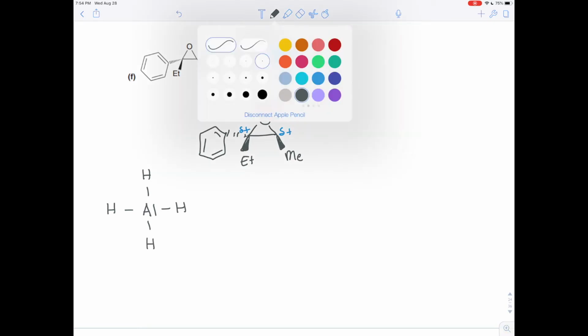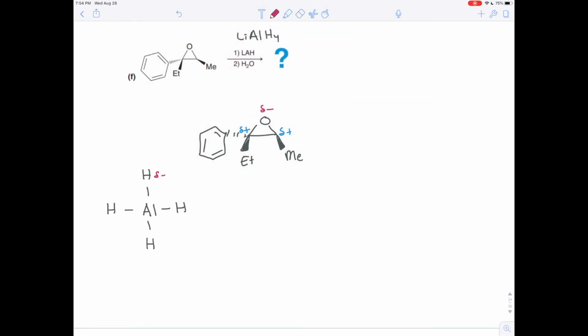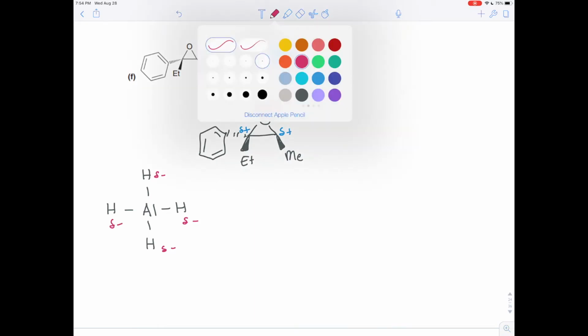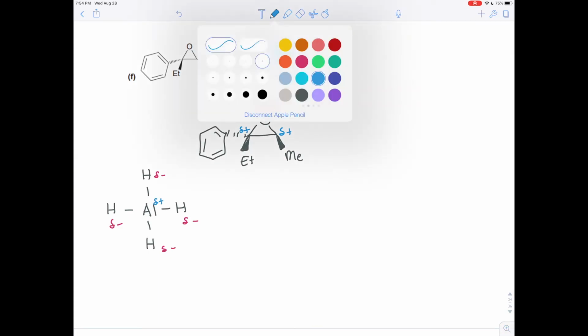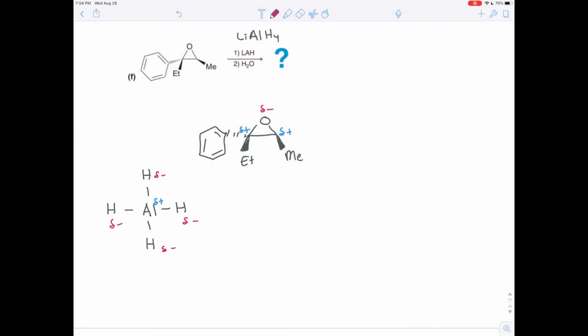And each of those hydrogens is slightly negative. You don't usually think of hydrogen as being electronegative like that, but it's bonded to a metal, and so electrons flee metals. Metals have such low electronegativity, they just can't compete with any other element. So effectively, this is a hydrogen nucleophile.